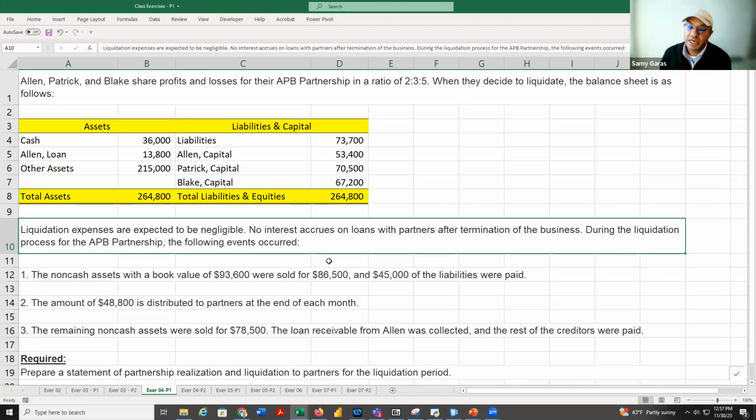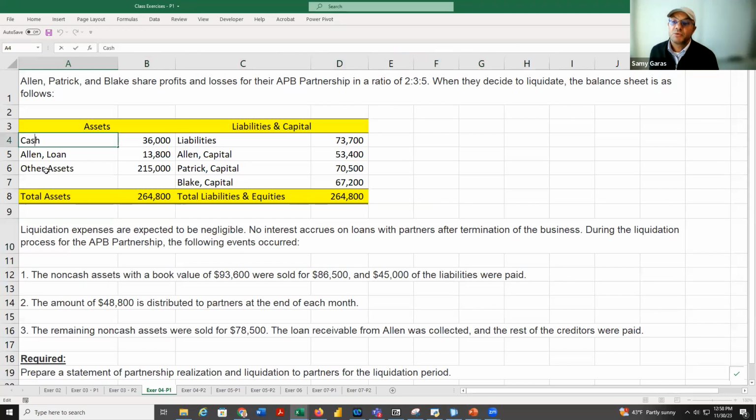Now let us go to the next example, number 4, where we see three partners. They have a company and the ratio is 2 to 3 to 5, and they decide to liquidate the company. So here we see the cash, we see the non-cash, but we see a loan from Alan here, which should reduce his capital. And we have liability and the capital balance of the three partners.